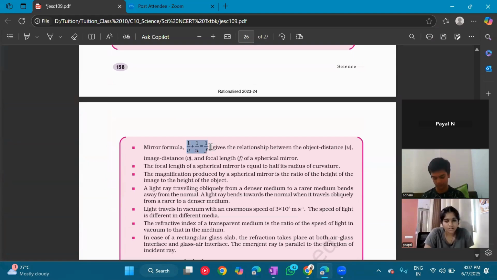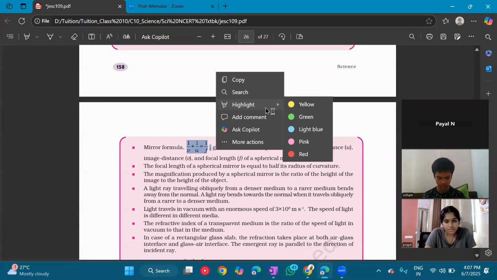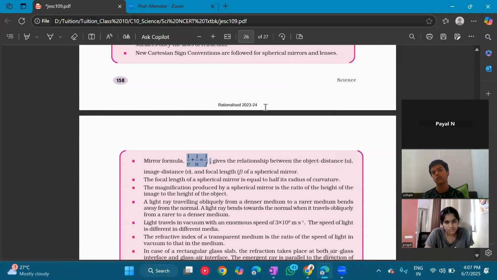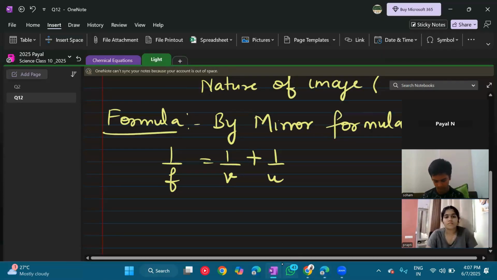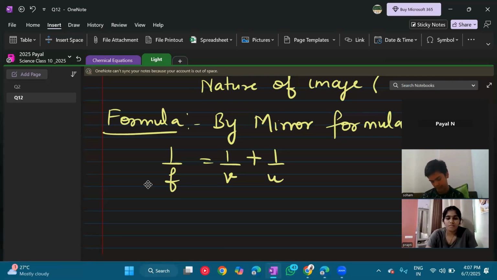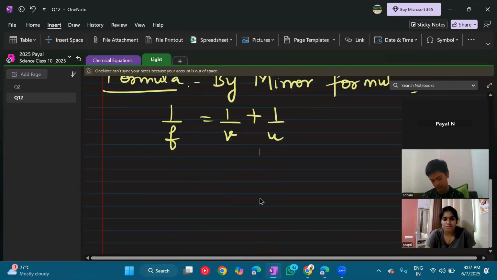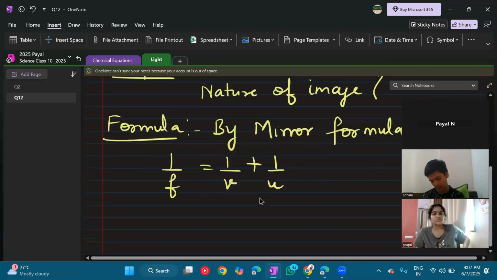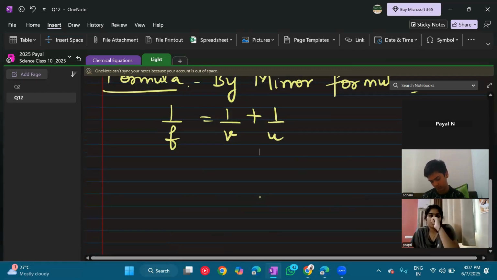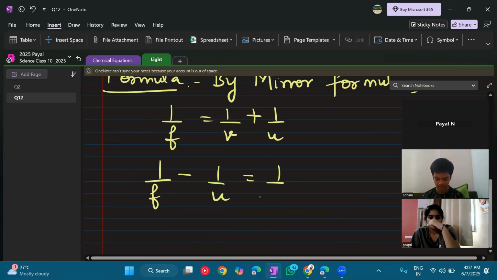Mirror formula जब मैम तुमसे पूछे तो तुम्हें यही फॉर्मूला बताना है, कोई भी शफलिंग नहीं करनी है. So it is 1/v plus 1/u is equal to 1/f. Understood? Now I will substitute the values. Right? मुझे ढूंढना क्या है, मुझे v ढूंढना है, so if you want, you can do it like this: 1 by f minus 1 by u is equal to 1 by v.